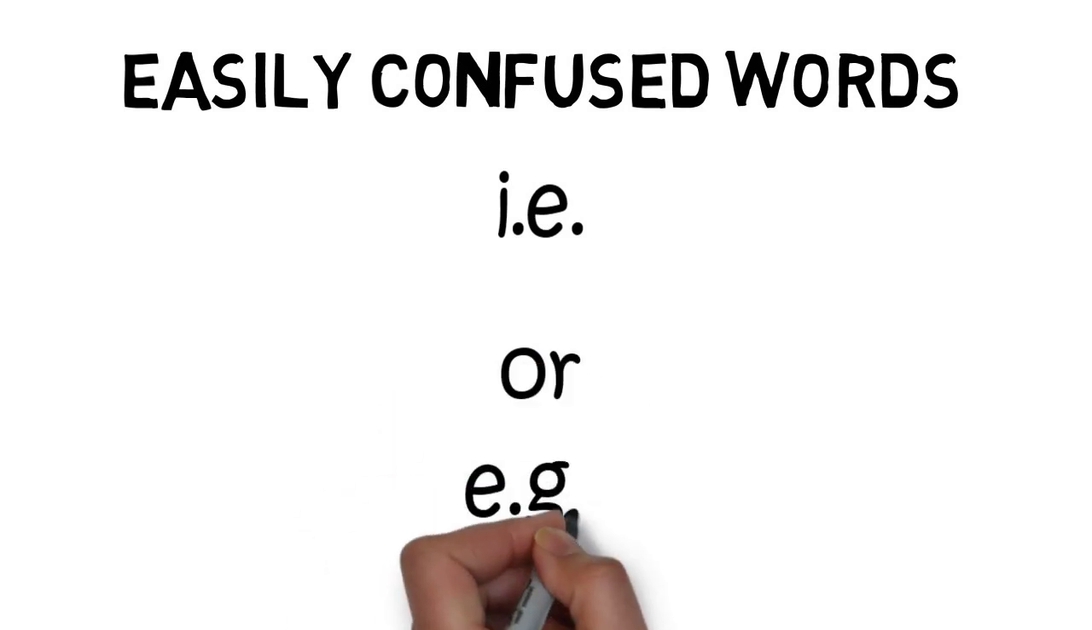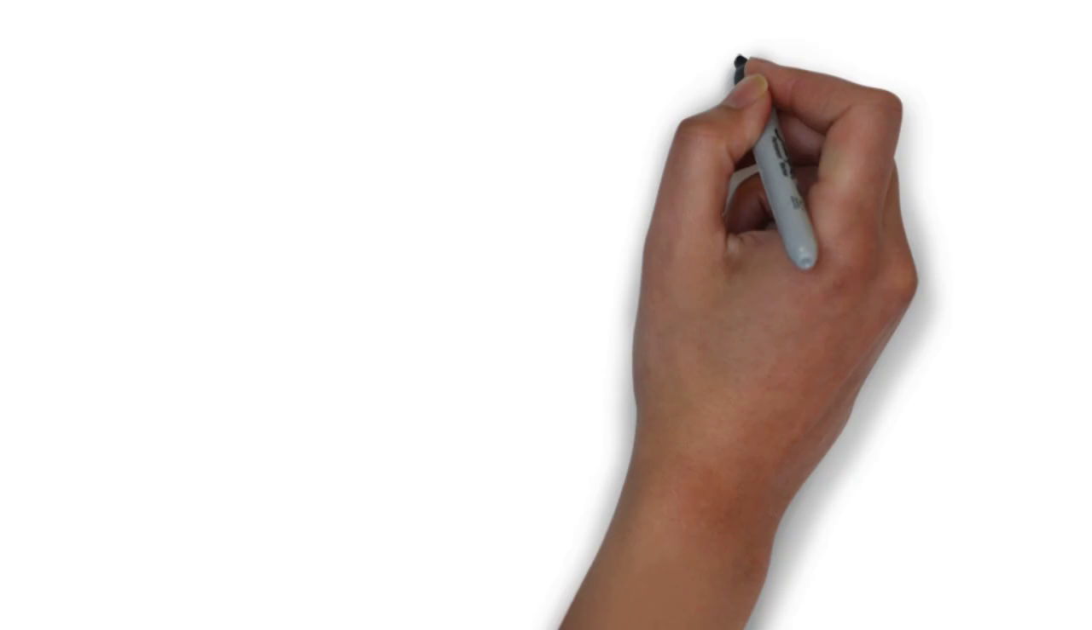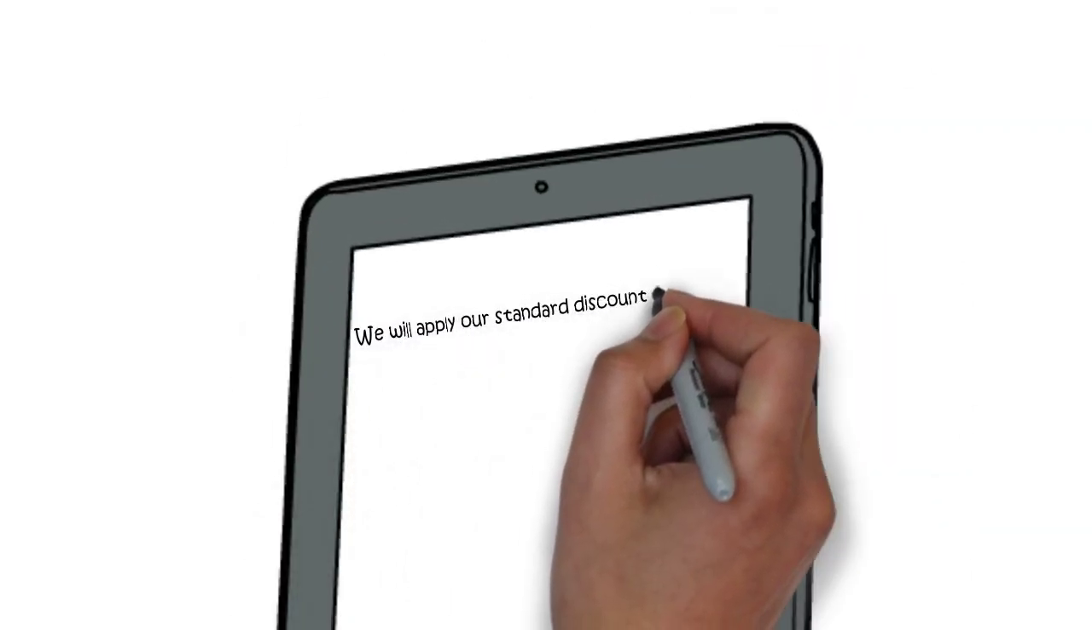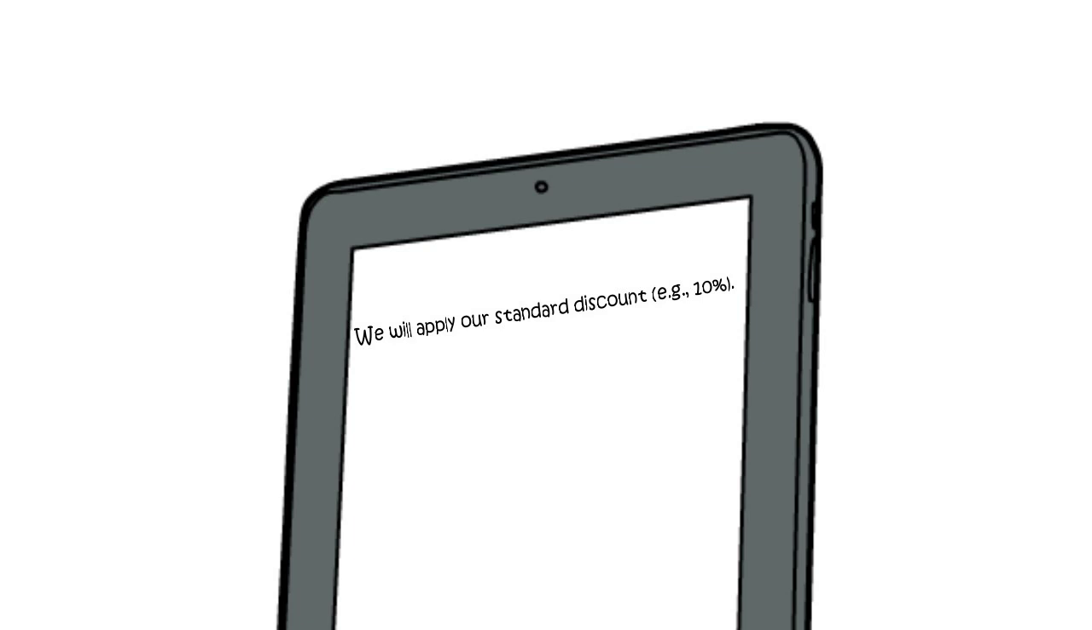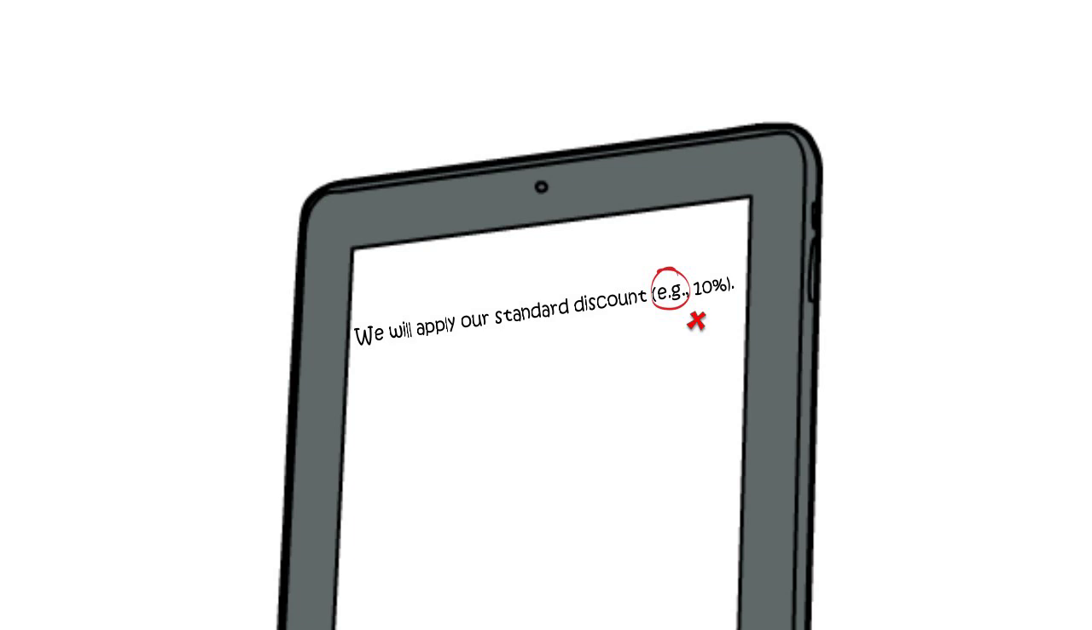In this video, we're going to look at the difference between IE and EG. The most common mistake with these two abbreviations is people using EG when they should be using IE. So in this example, the person should have been using IE. It's more common that way round than the other way round. So let's start by looking at IE.